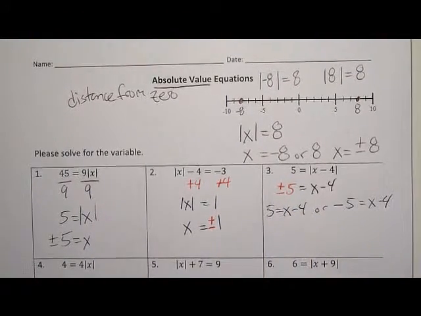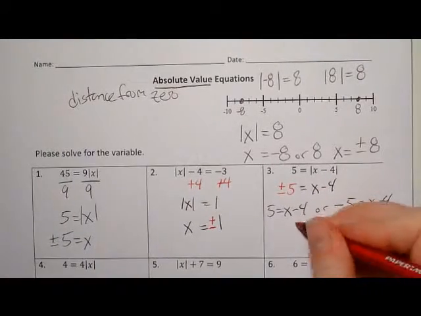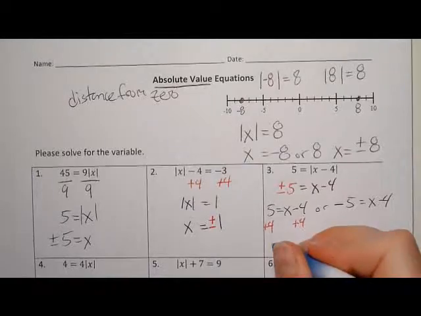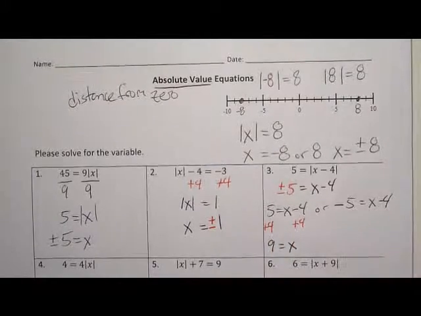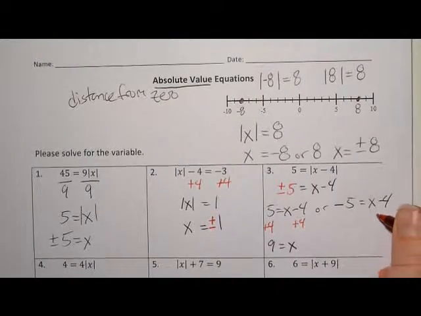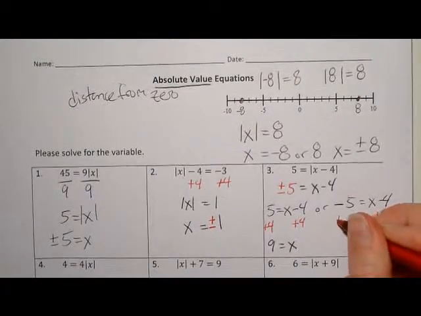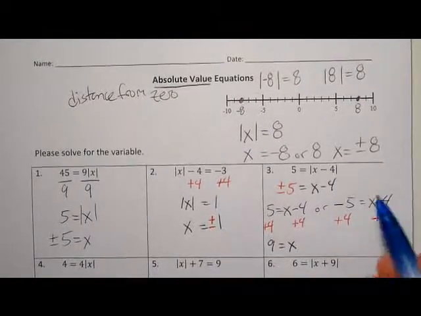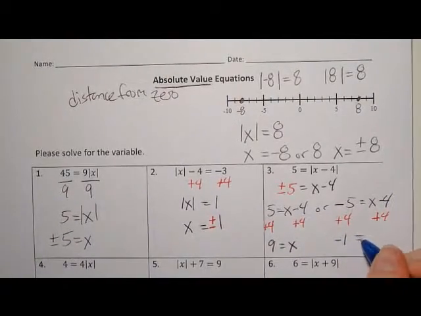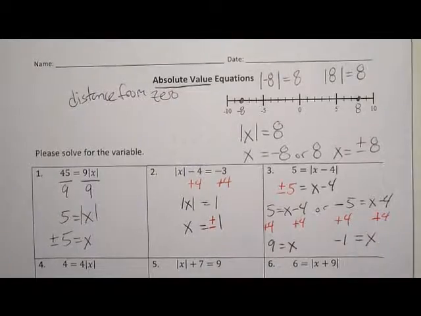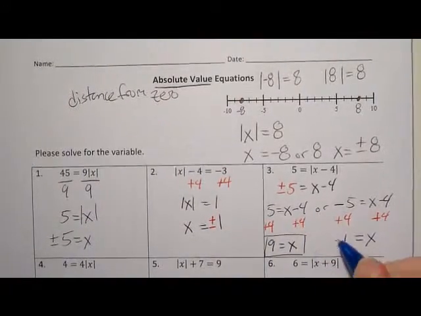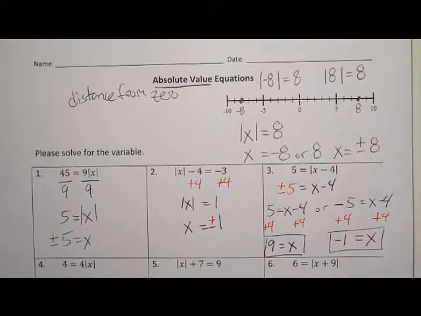I'm going to do my inverse operations. So I'm going to add 4 to both sides of my equation and get 9 equals x. Over my other equation, I've got x minus 4, so I add 4 to both sides. -5 plus 4 is -1. Bring down the equal sign, bring down x. So I get two answers. X equals +9 or x equals -1.